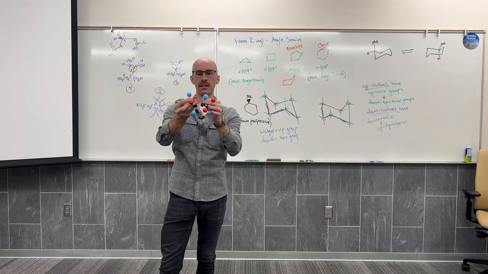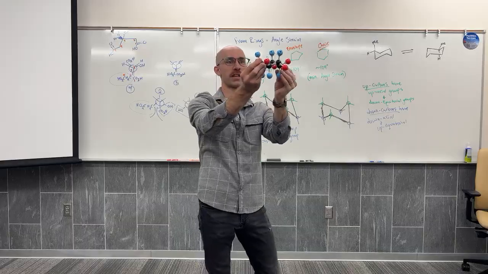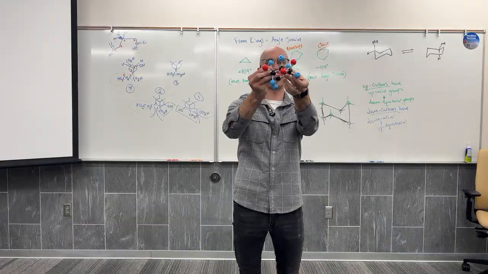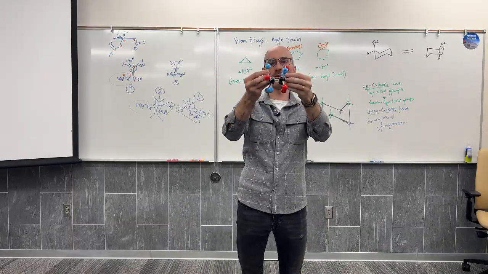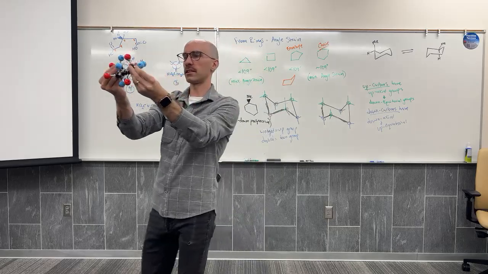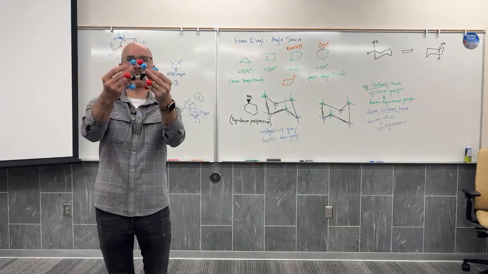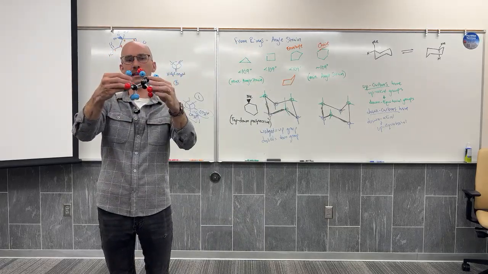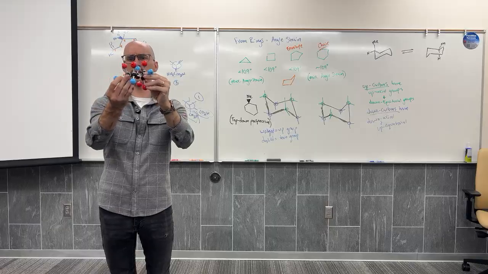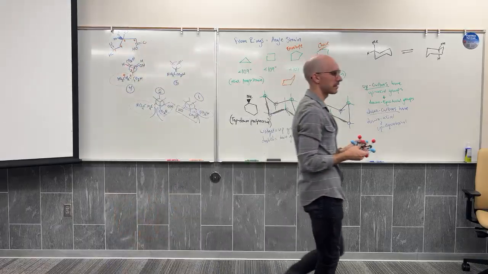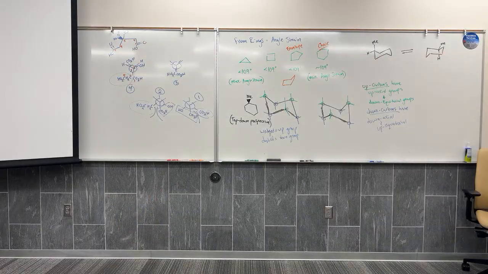So again, I started with 3 blue groups up, 3 blue groups down, and I twist into the boat, which has this kind of mixture of blue and red up and down. And then I twist into the chair. Now this makes it really hard to see because all of my groups are the same. So I'm going to swap this out now for a methyl group.